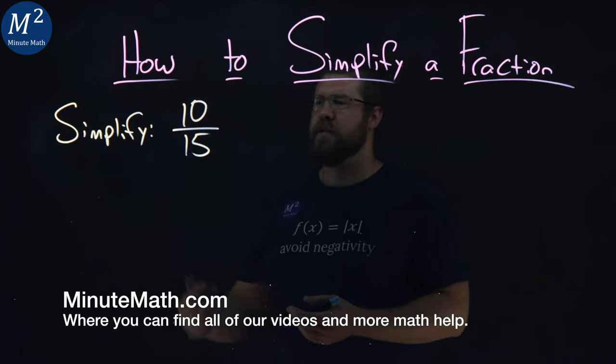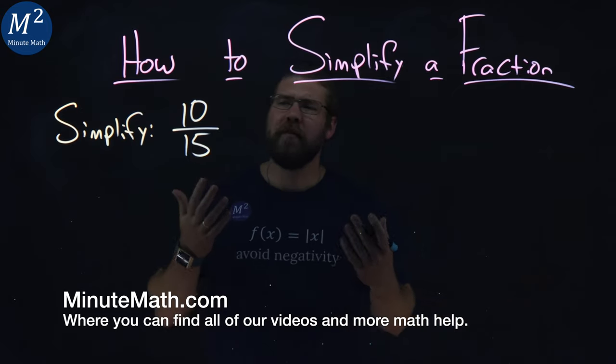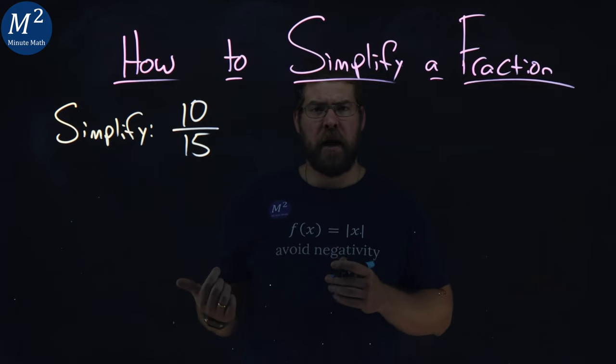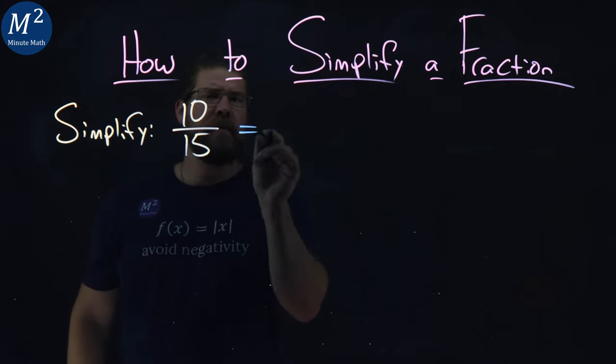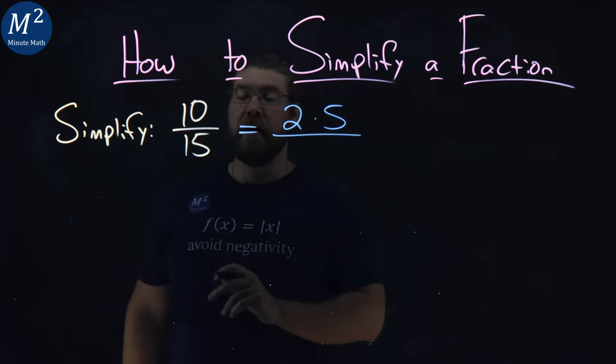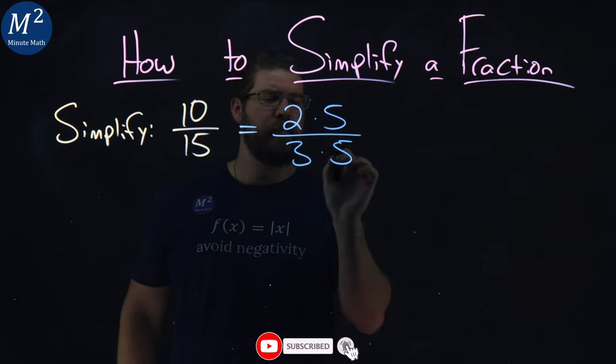We're given this problem here, simplify 10 over 15. Well, first we want to find the factors of each part of the fraction, the numerator and the denominator. Well, 10 can be written as 2 times 5, pretty easy. Denominator, 15, well, that's 3 times 5.